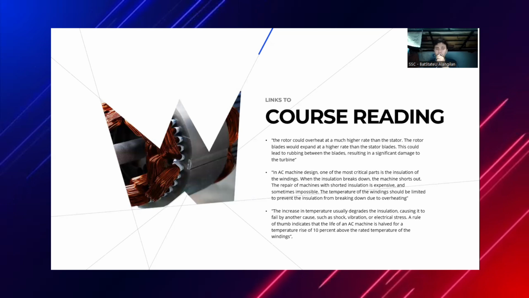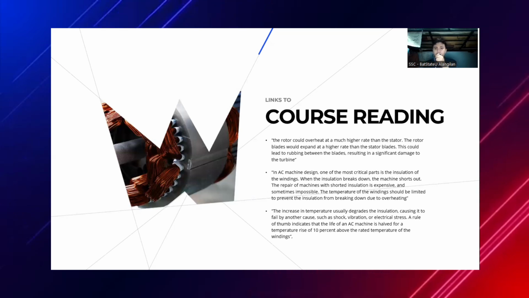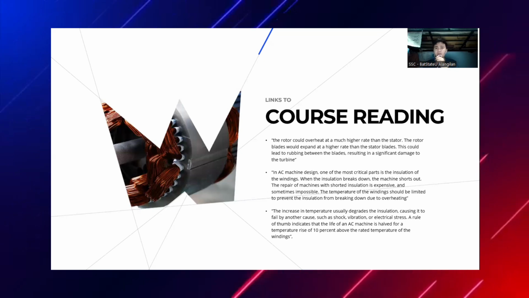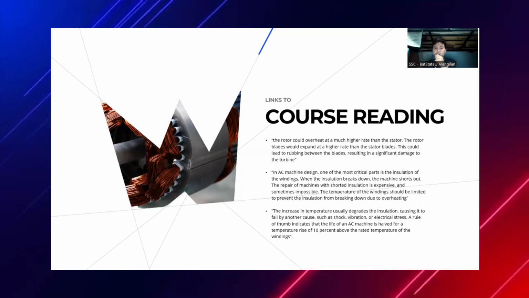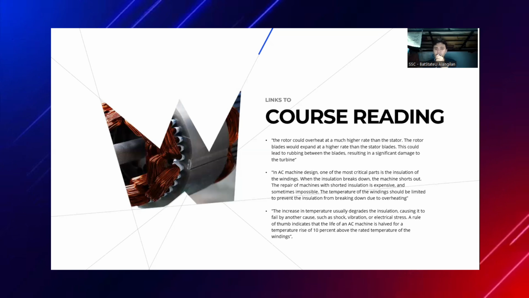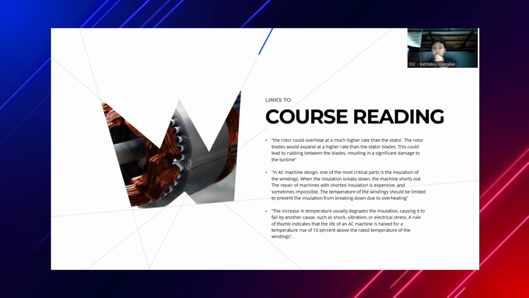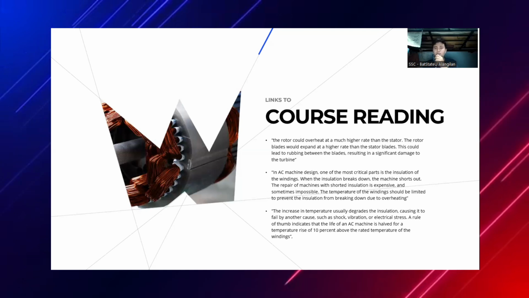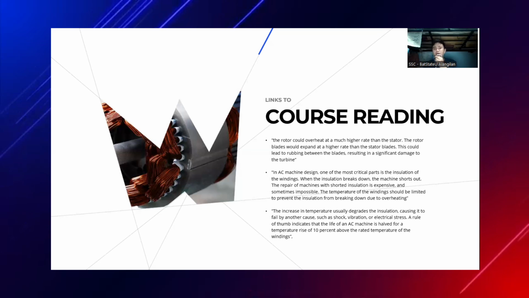Another quote in our course reading: In AC machine design, one of the most critical parts is the insulation of the windings. When the insulation breaks down, the machine shorts out. The repair of machines with shorted insulation is expensive and sometimes impossible. The temperature of the winding should be limited to prevent the insulation from breaking down due to overheating. So, another quote that supports the cause of our case study.